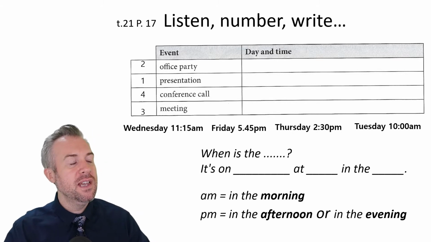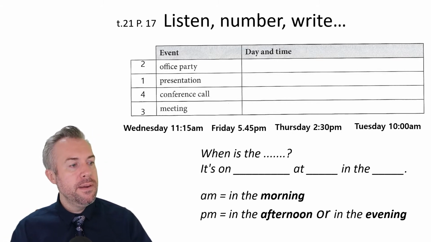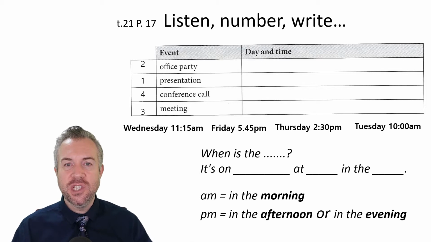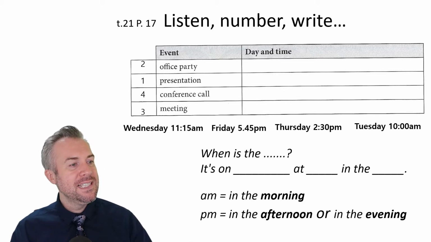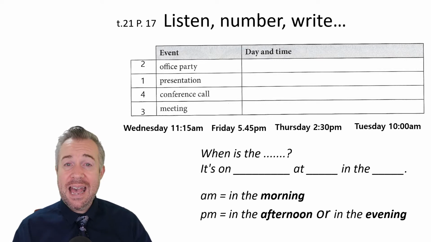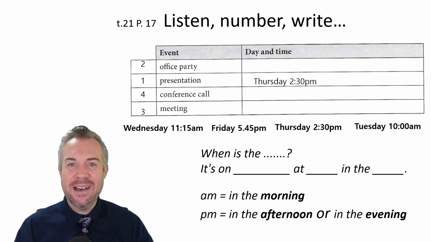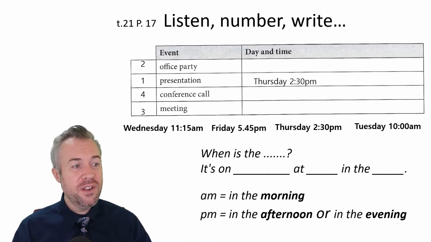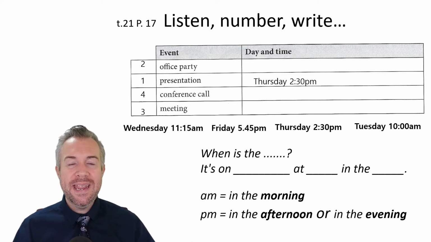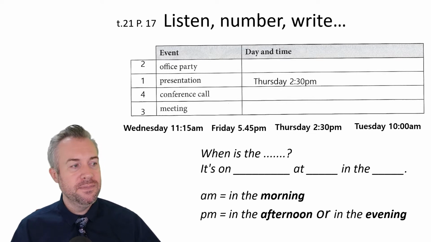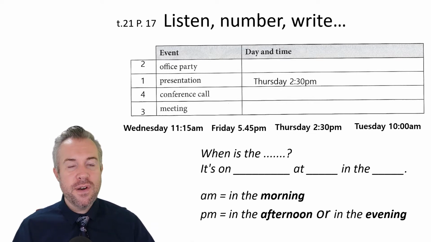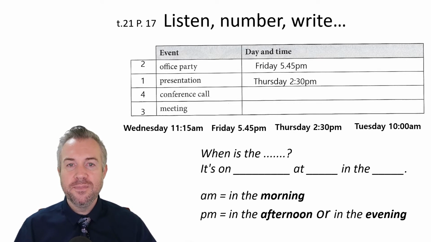Very good. So let's have a look at the answers. Number 1, when is the presentation? It's on Thursday at 2:30 in the afternoon. When is the presentation? It's on Thursday at 2:30 in the afternoon. Very good. How about number 2? When is the office party? It's on Friday at 5:45 in the evening.